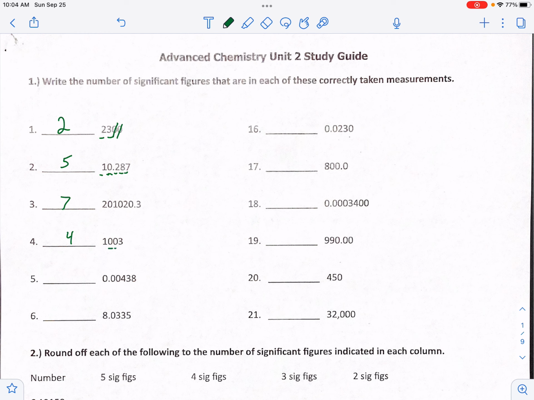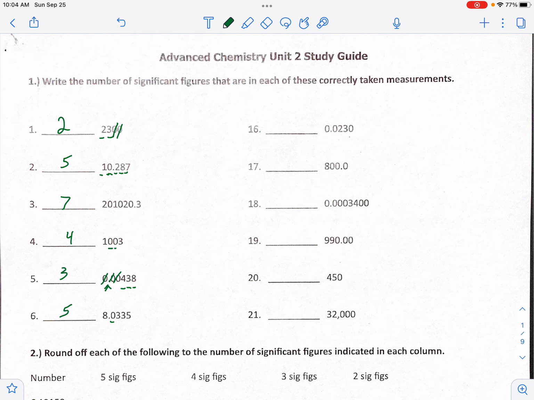Now number 5, I do see a decimal here, but please make sure you do not count any leading zero. Even if there's a decimal there, leading zeros never count. Decimals are only important for trailing zeros. So this one only has 1, 2, 3. Number 6, got a 0 sandwiched in between. So that's going to count, so this will be 5.